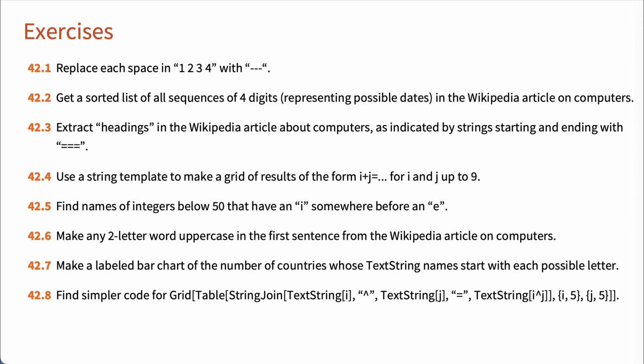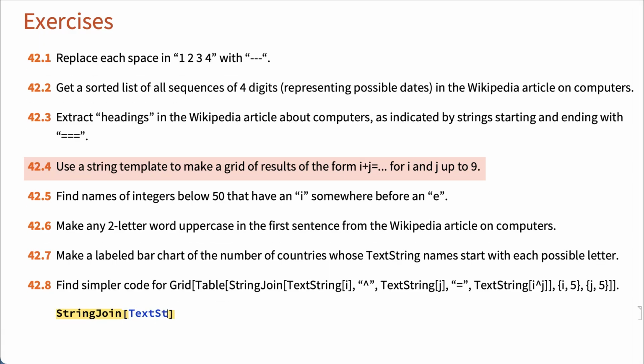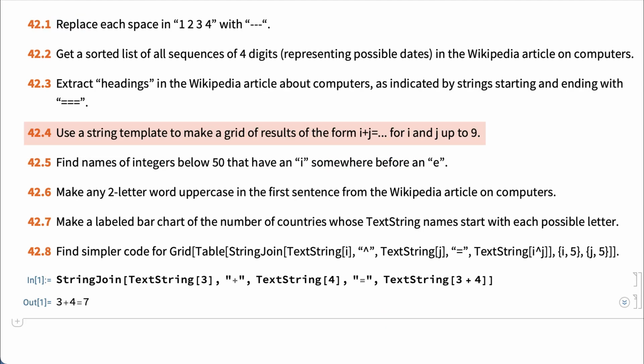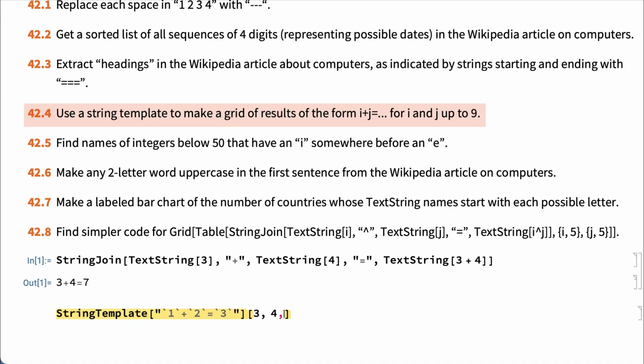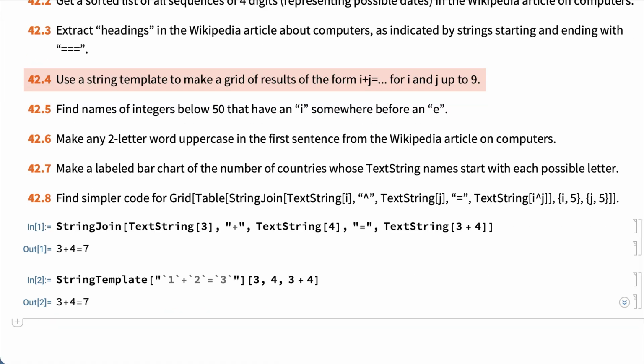Here are the exercises from the end of this section. As an example, consider exercise 42.4. Use a string template to make a grid of results of the form i plus j equals the sum of i and j for i and j up to 9. The entries in that grid could be constructed using StringJoin and ToString, as in this input, which gives the entry when i is 3 and j is 4, but a shorter and more elegant way to get the same result is to use a string template.